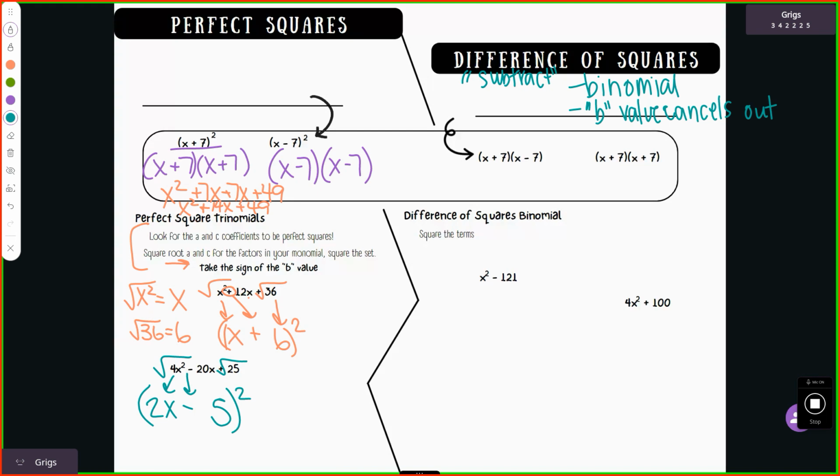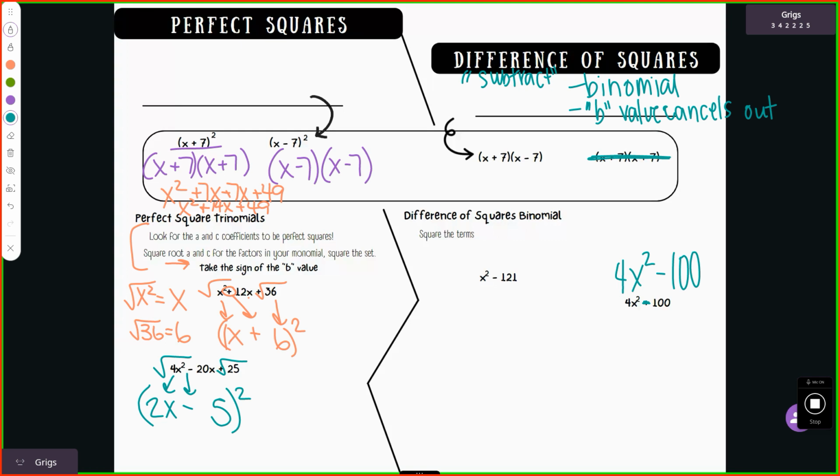Or difference, so scratch this one out, that's a typo. And we're also going to make this a minus sign right there. So it should be 4x squared minus 100. So you will see in difference of squares, it's always going to have that innate subtraction in the binomial.